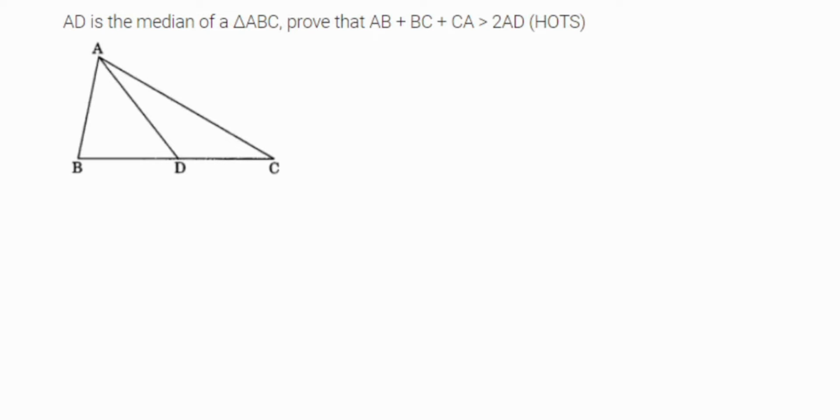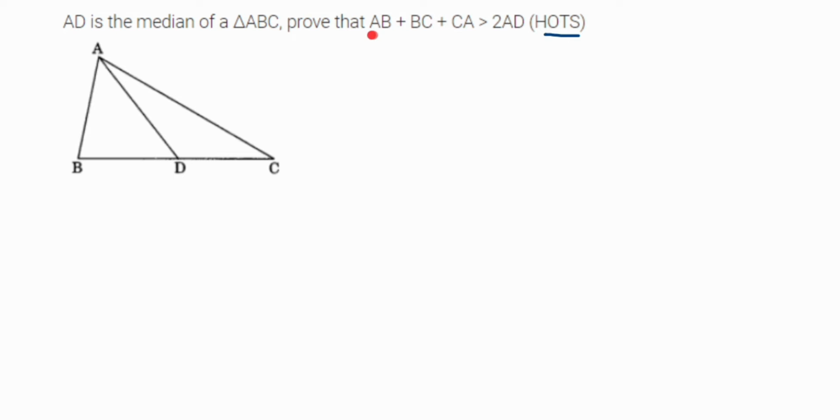Hey everyone, so here's a question on triangles. The question here is: AD is a median of a triangle ABC. Prove that AB plus BC plus CA is greater than twice of AD. This is an important question, it's a hot question. So let's see how to solve this.